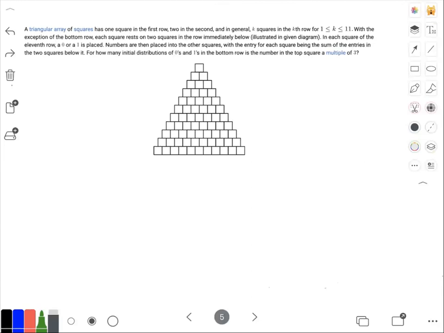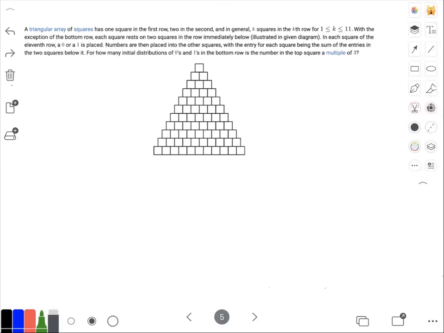A triangle array of squares has one square in the first row, two in the second row, and in general k in the kth row for 1 less than or equal to k less than or equal to 11. With the exception of the bottom row, each square rests on two squares in the row immediately below.